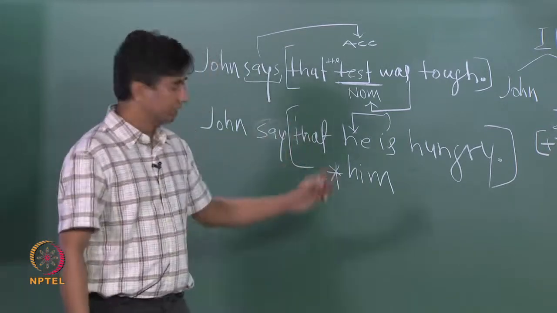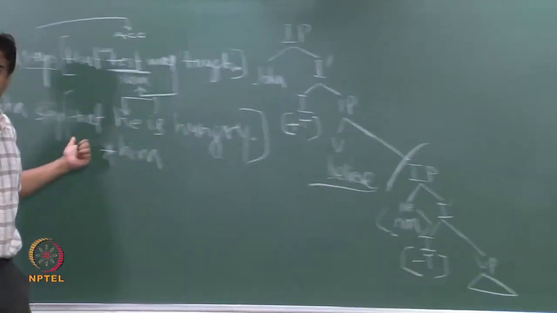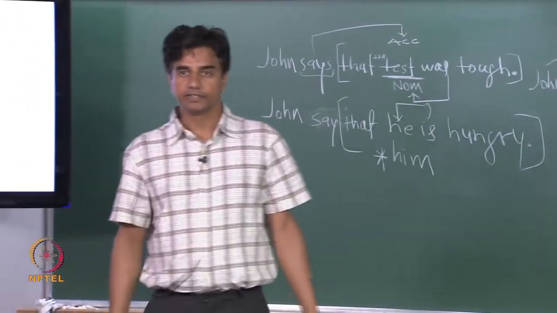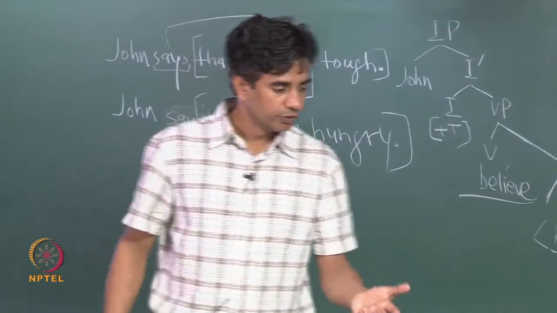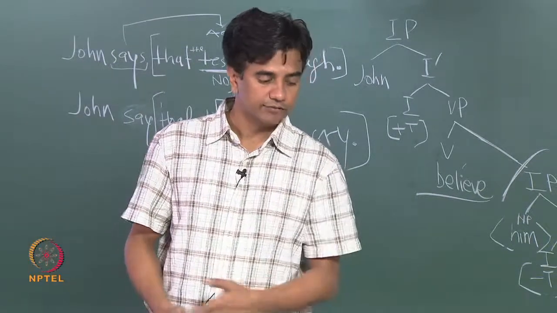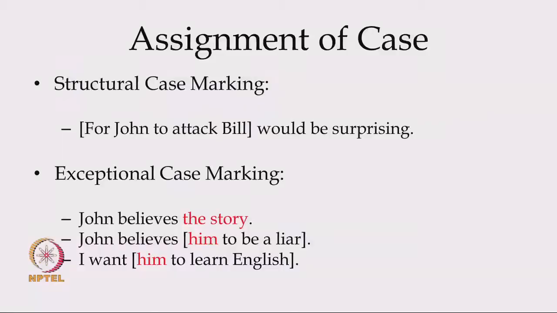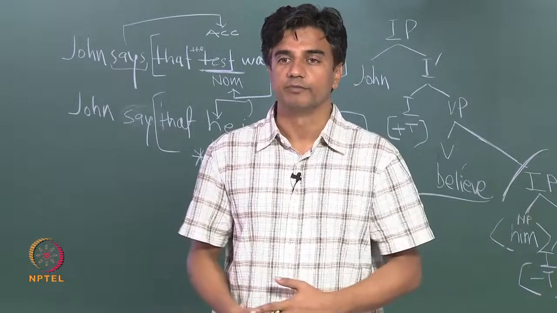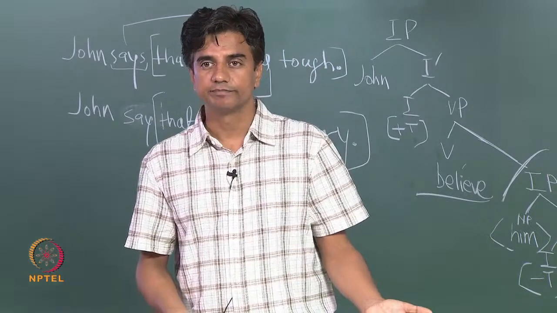This structure explains the example of exceptional case marking, and the other sentence talks about the integrity of a clause. Get it? So you should be able to answer these questions if people ask you. In sentences like, I want him to learn English, him is the subject of a clause, and the subject of a clause is supposed to get nominative case. How do you explain this clause not having a nominative NP? You will be able to explain this, defend this, right?